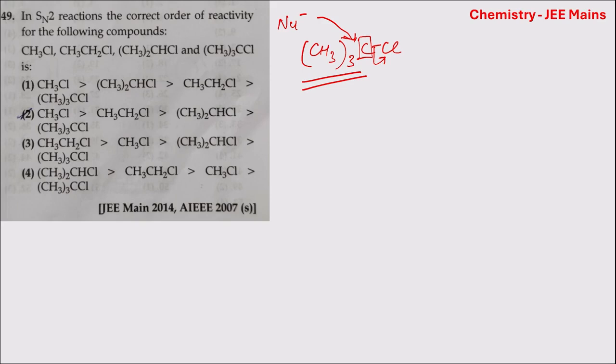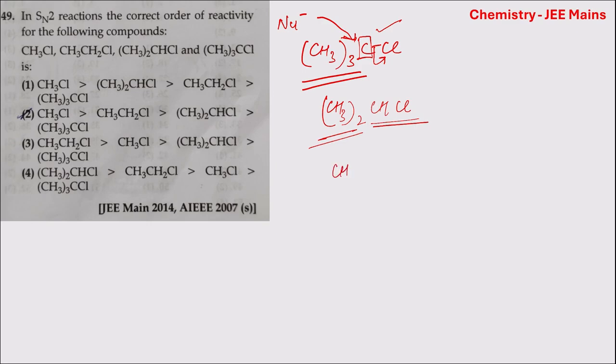Now in (CH3)3CCl, there are 3 methyl groups around this carbon, so the steric hindrance is very high in this compound. The next is (CH3)2CHCl. Now in this there are only 2 methyl groups around the carbon which is bonded to the halogen atom, so steric hindrance in case of this compound is less.